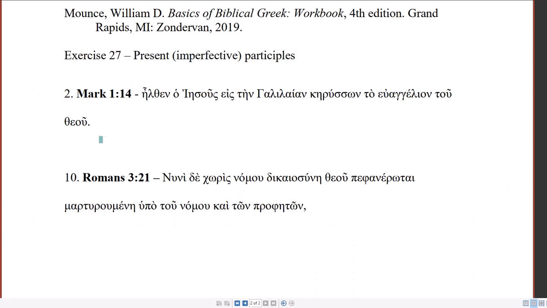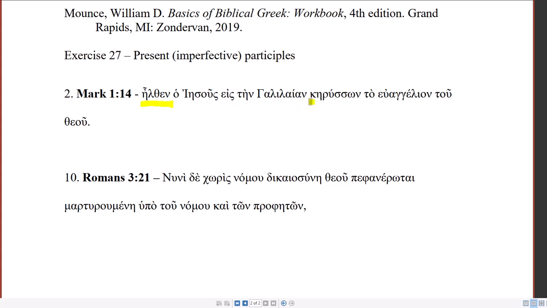Let's look at a few examples from the Mounts workbook. And so this is from chapter 27 and number 2, and this is taken from Mark 1:14. Let's read it. Eilthen ha Jesus eistain Galilean, keruson ta euangelion to theou. We start out with eilthen, which is an aorist active indicative from erchomai, and then our subject is ha Jesus, Jesus. So Jesus came, and then we have eistain Galilean, into the Galilee, or into Galilee. We wouldn't translate the definite article.